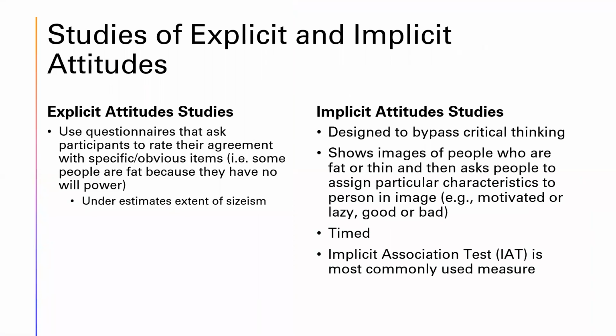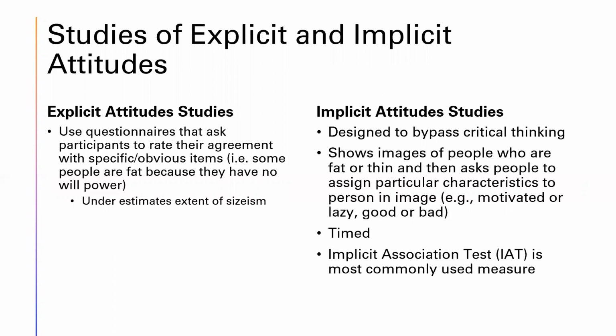So we do have some explicit and implicit studies that have looked at attitudes towards folks who are obese in particular. With explicit attitude studies, basically you just ask a person whether they agree with certain items, and so forth and so on. However, the issue with these studies is that it typically underestimates the extent of sizeism. If you think about social desirability, this is one of those factors. People don't want to convey themselves as who they really are, depending upon the topic.